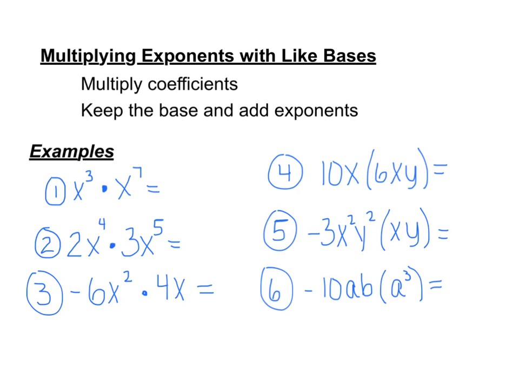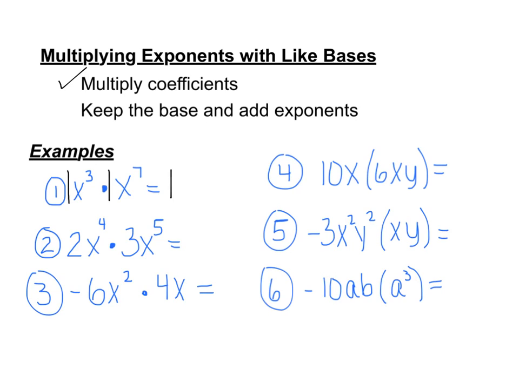Okay, so to multiply exponents with like bases, the rule is to multiply the coefficients and keep the base the same while adding the exponents. So let's look at example number 1. We have variable x to the third and x to the seventh. Coefficients are numbers that sit right in front of that variable. There's no coefficient, so there's nothing to multiply. I mean, if you want, you can see it as 1 and 1. So 1 times 1 is 1. That would be this part. Multiply the coefficients. Keep the base.